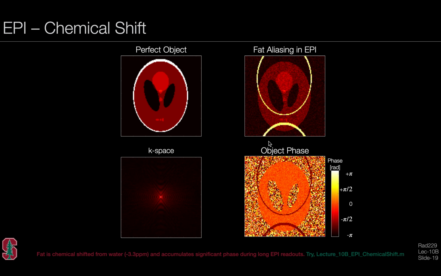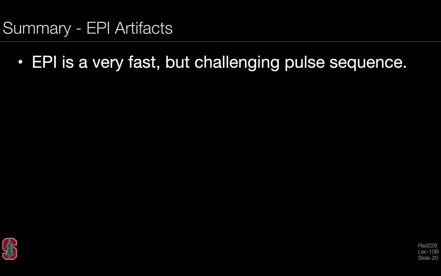And here we're also showing an image of the object phase, where we can see the object phase of the background object is nominally about 0, but the background phase for this chemically shifted fat is, say, negative 3 pi over 4 or something like that, which leads to this large displacement artifact.